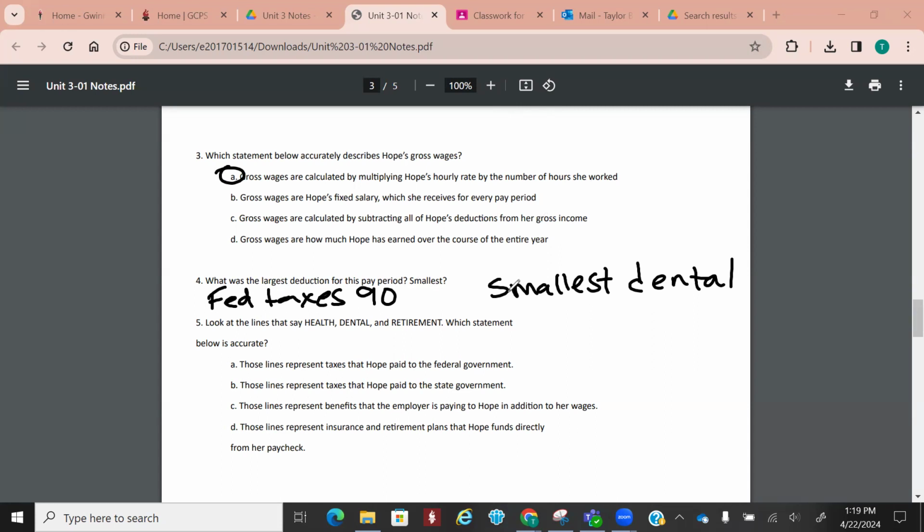Which statement below is accurate? So are these things that are paid by the federal government or to the federal government? No. State government? No. Those lines represent benefits that the employer is paying to Hope? No. It's stuff that is actually taken out and that you pay directly to the insurance and the retirement plans that you've chosen. Not all jobs have benefits like that. So it depends on the job that you actually work at.